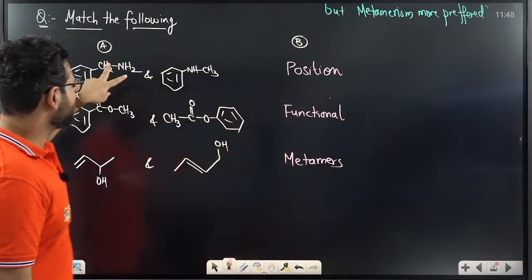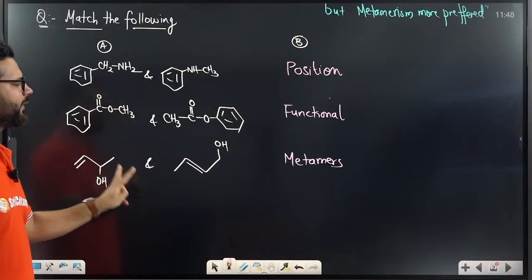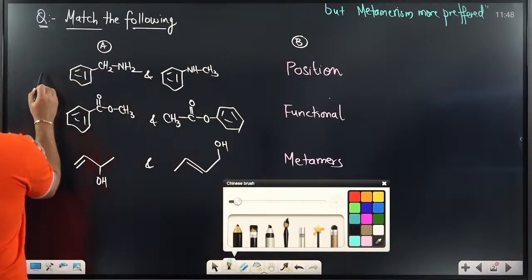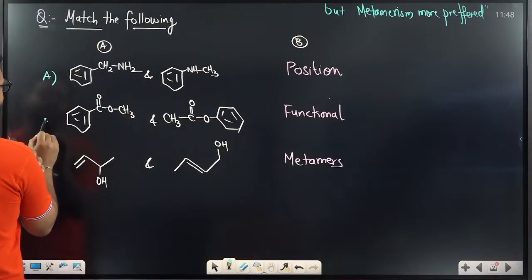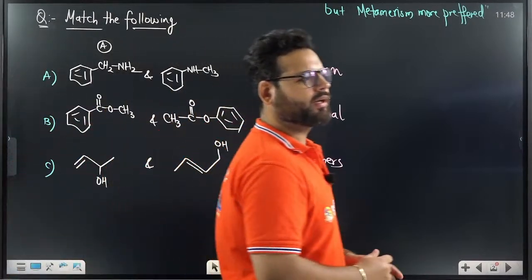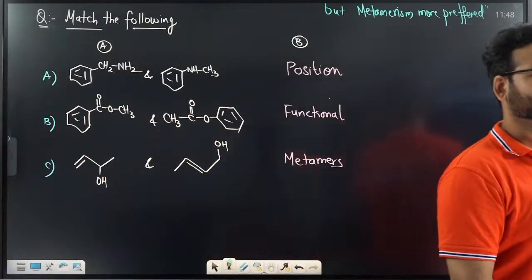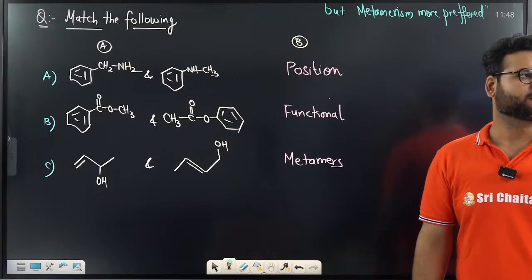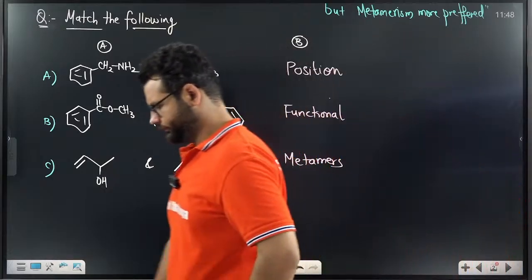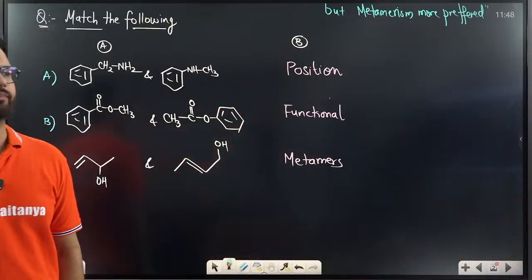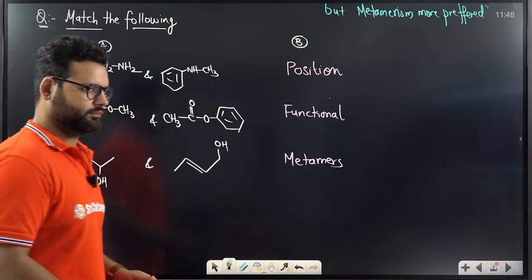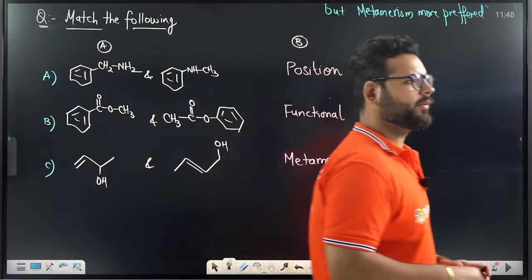What types of isomers are these? A, B, C. You have to tell me whether A represents position, functional, or meta. B represents positional, functional, or meta. And what does C represent? Can you tell me the answer, everybody?